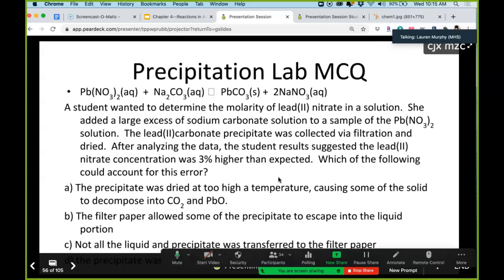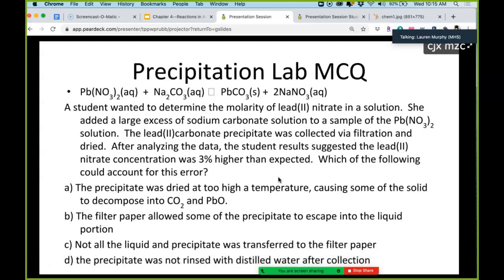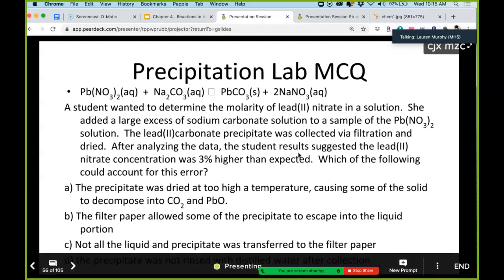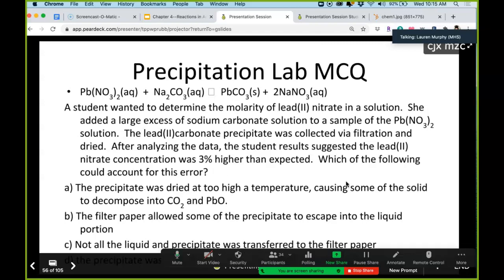Well, the impurities, if it's not clean, could add mass to the precipitate. So you always need to rinse and wash the precipitate to get rid of any impurities that are left over, because impurities will contribute to the total mass of this, and you don't want them to. So it is the answer D. Any questions about that?